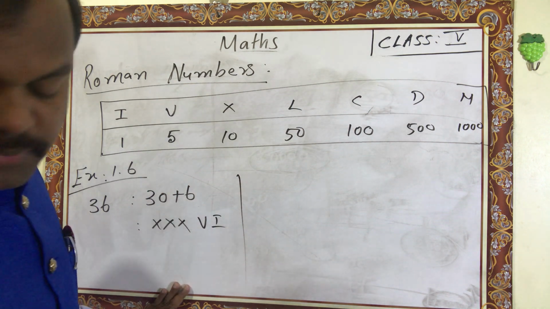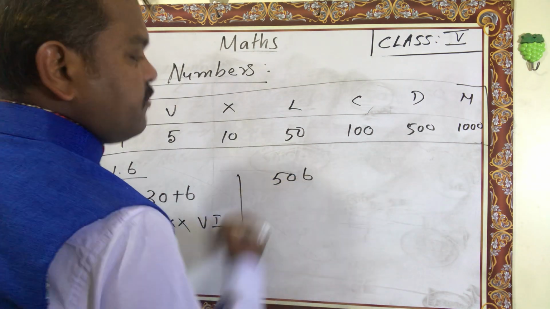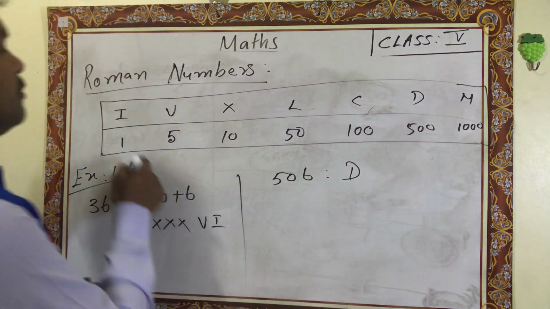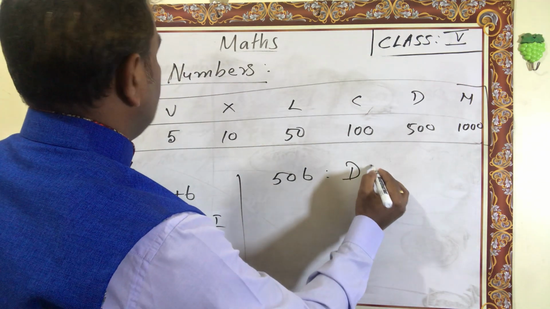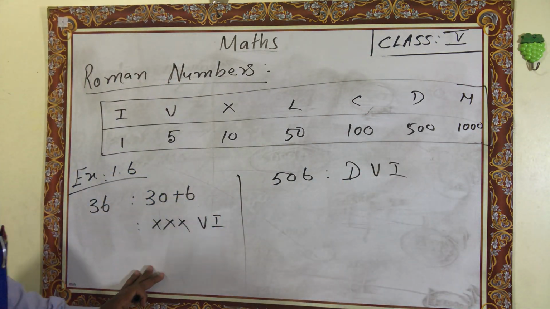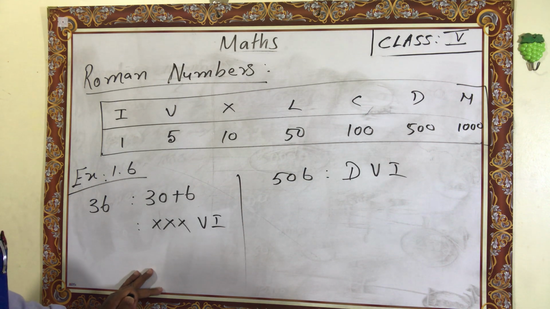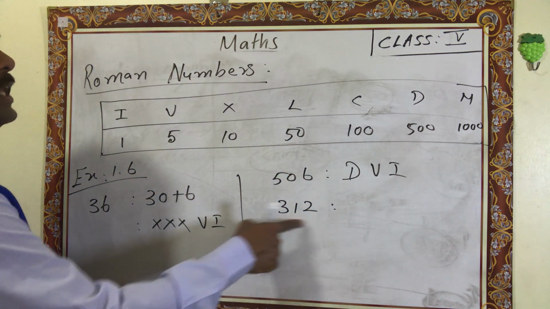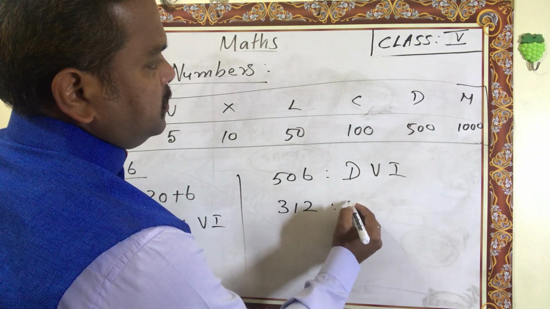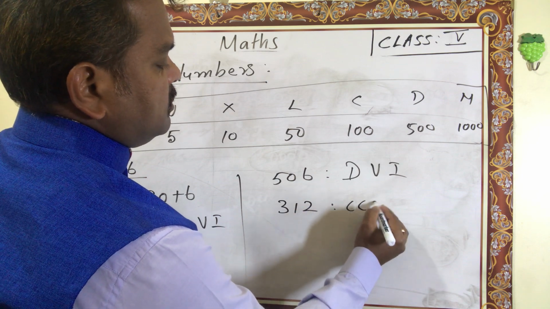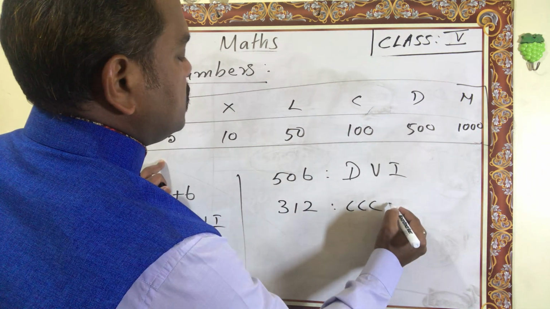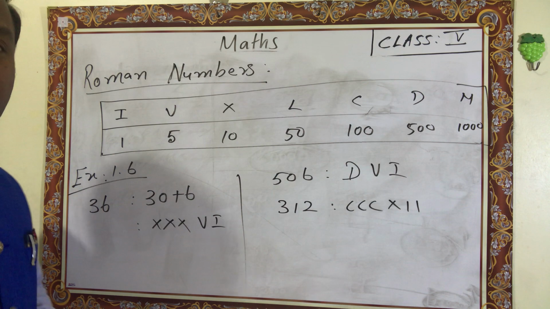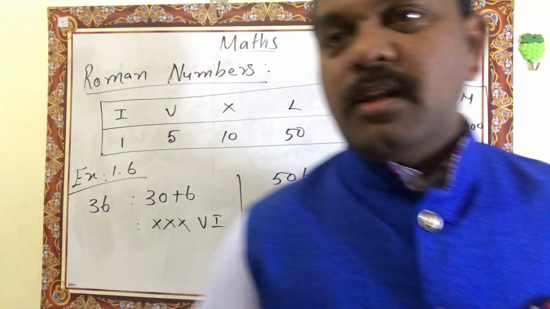One more, 506. 500 is D. So D plus 6, 5 plus 1, VI. This is for 506. And 312. 3 times 100 plus 12. So CCC, then 10 plus 2, XII. We are not giving that much importance to Roman numerals because we are not using them more.